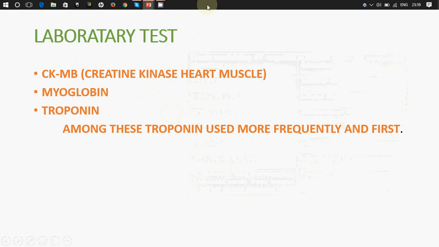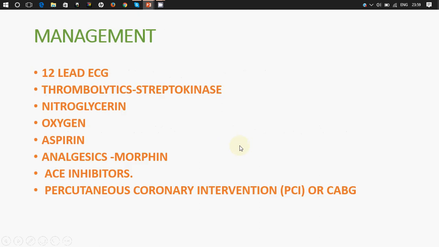Laboratory tests: you can do creatine kinase CKMB, creatine kinase heart muscle. Creatine kinase has different isoenzymes, and CKMB is the main isoenzyme we use. We will check for CKMB in your blood. If it is present, it is indicative of MI. Then myoglobin, and you will check for troponin also. Among all these, troponin is the best and most frequently used, and this is the first one we will check to identify an immediate MI.